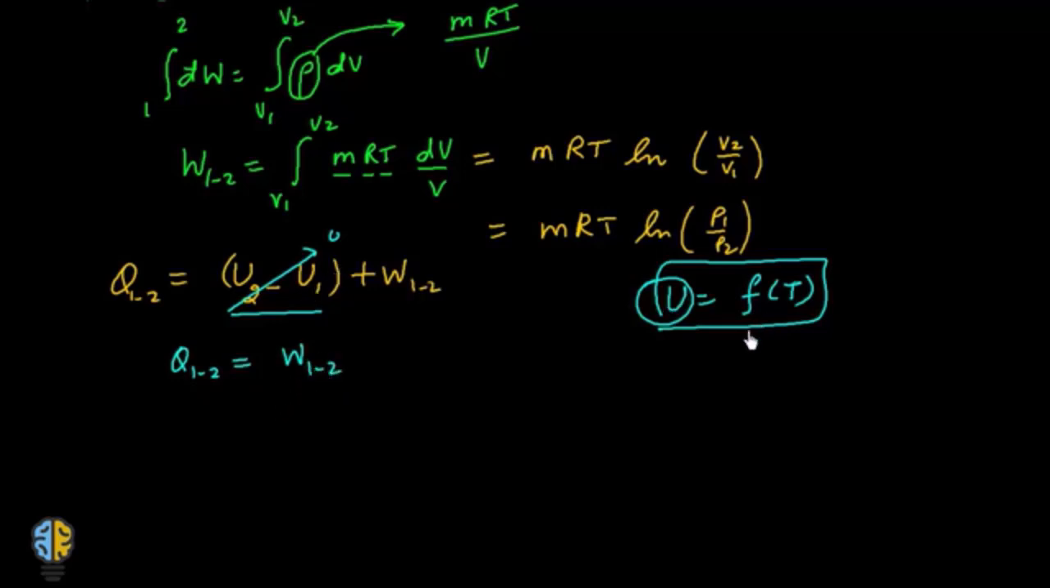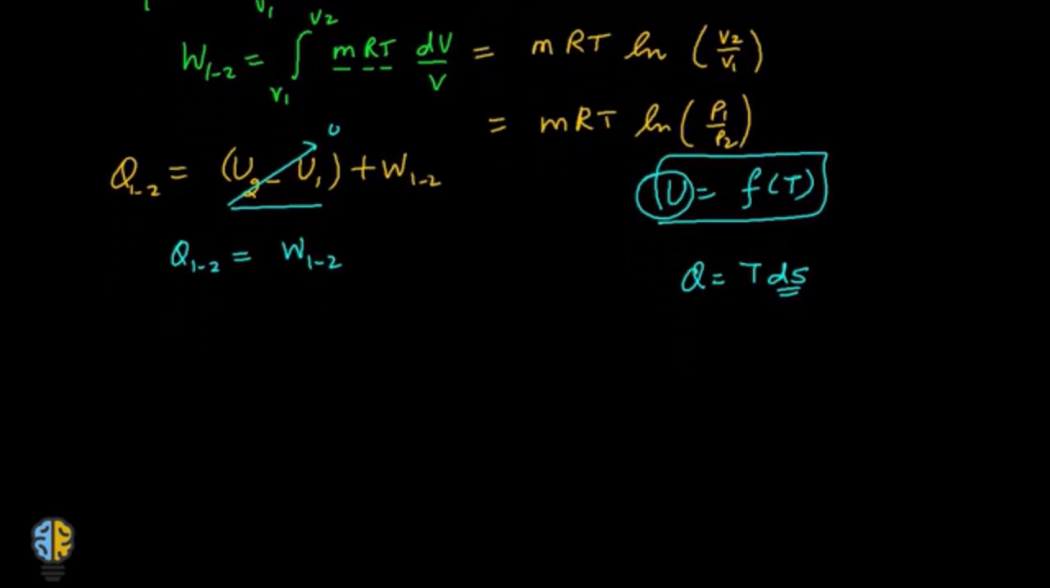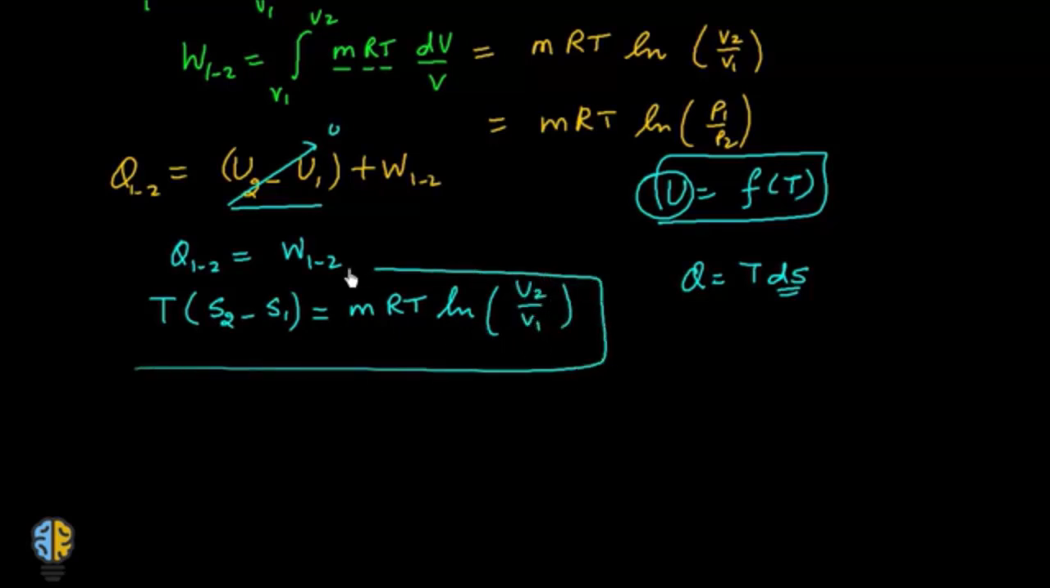Now what is Q equal to? Q is equal to T into the change in entropy. So I can write that Q12 is equal to the temperature times the change in entropy in going from state 1 to state 2, that is S2 minus S1, which is equal to mRT log of V2 by V1. So this is a relationship that we can straight away use for a reversible isothermal process for an ideal gas of mass m.